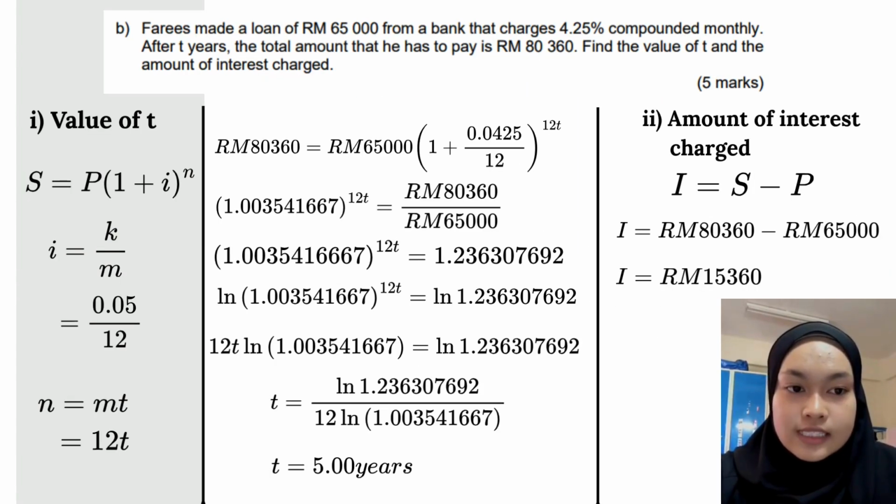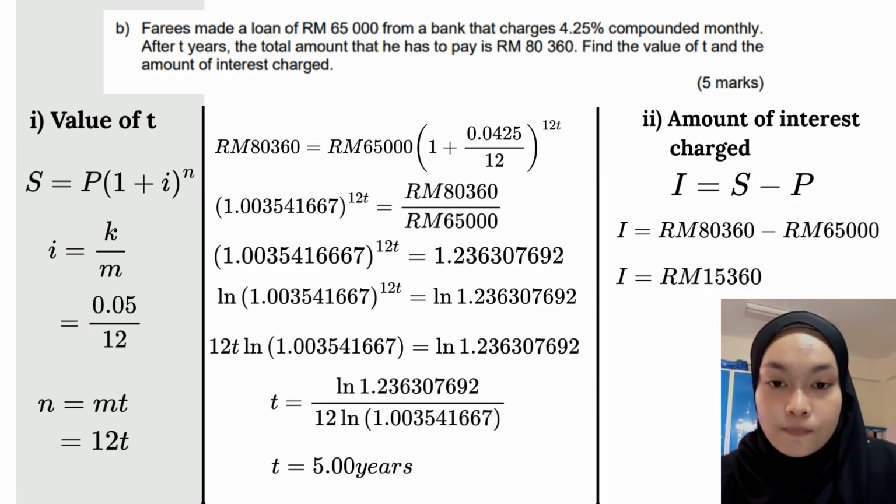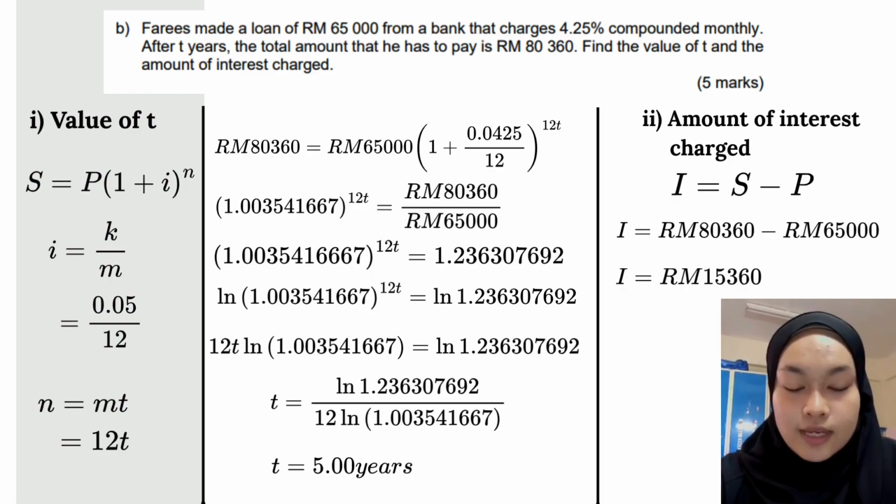Paris took a loan of 65,000 ringgit from a bank that charged 4.25% compounded monthly, which is 12 times a year. After some years, the total amount he has to pay becomes 80,360 ringgit, and we want to find the value of t and the interest charge. To find t, we use the compound interest formula. The monthly interest rate is 0.0425 divided by 12.